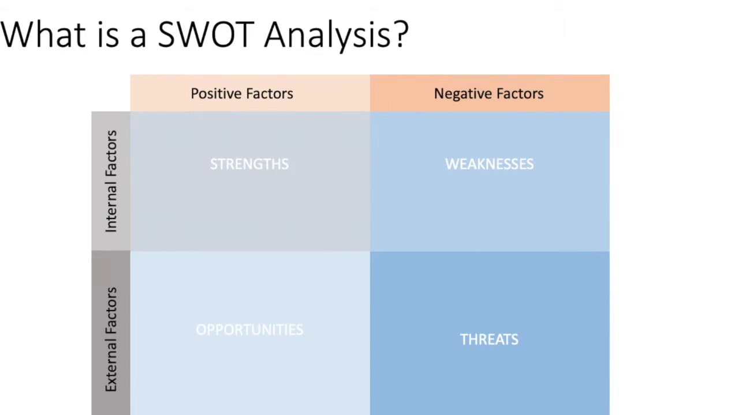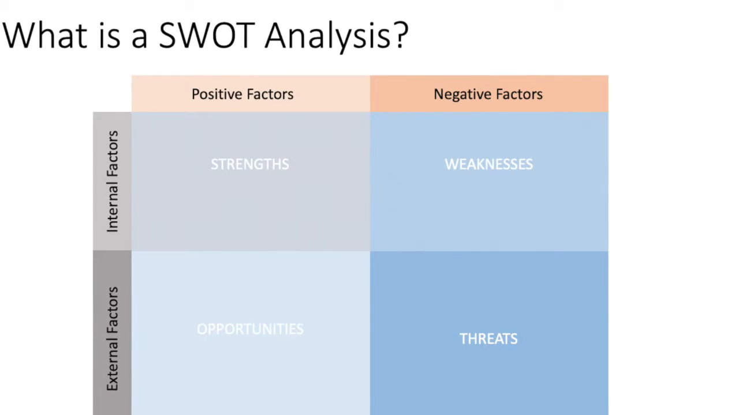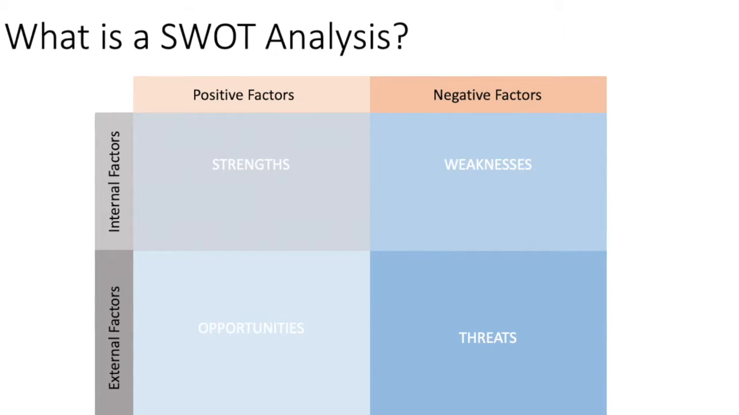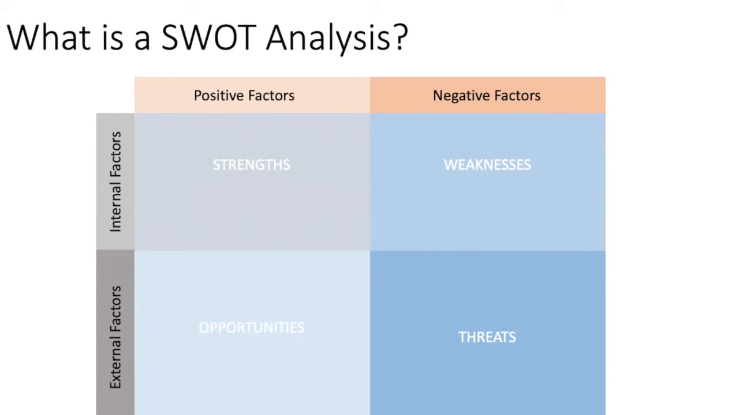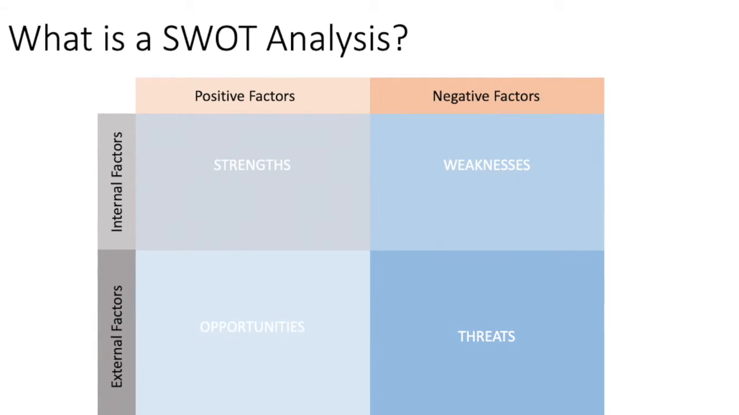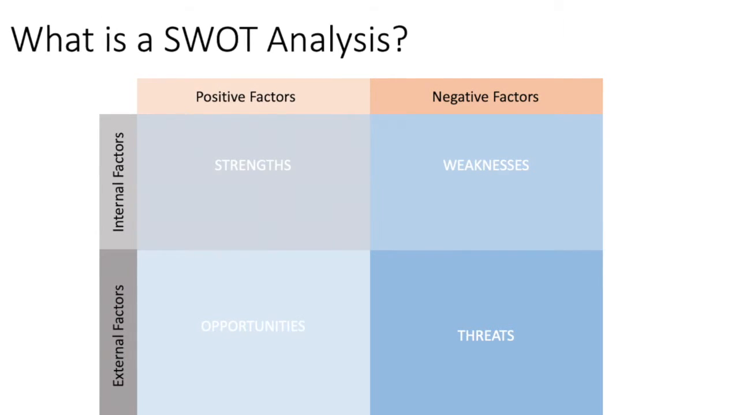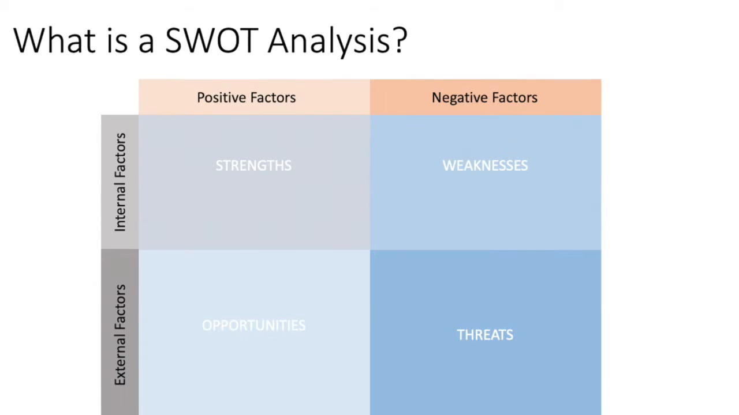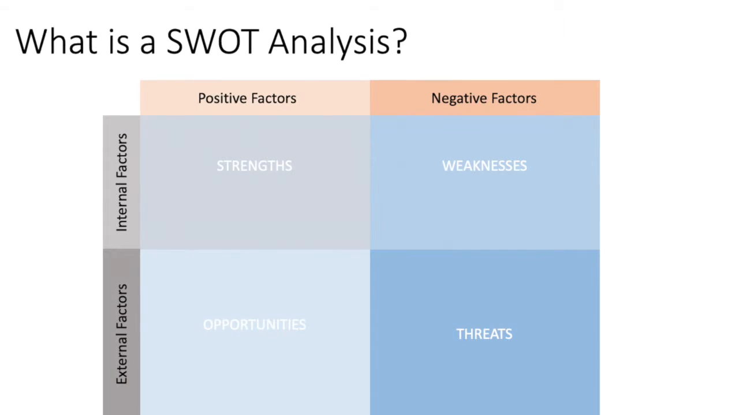So the first analysis is a SWOT analysis. I'm sure a lot of you are familiar with this one, as it is one of the more popular analyses. So in this diagram, we have strengths, weaknesses, opportunities, and threats. So we can see it has positive factors, negative factors, internal factors, and external factors.